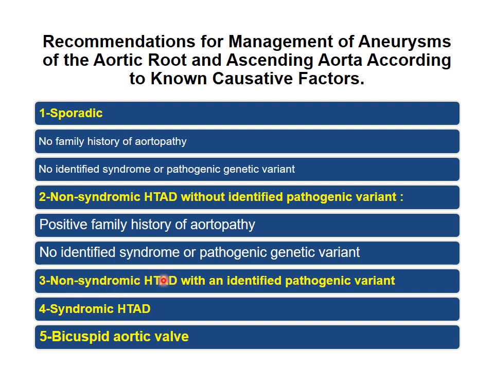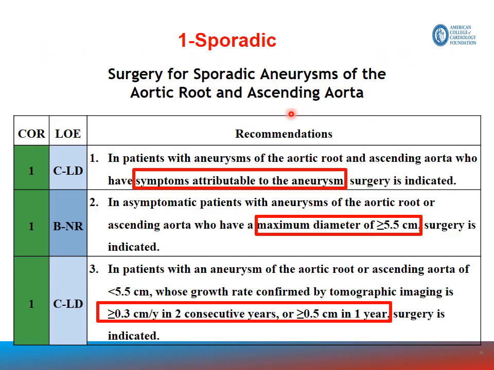The third group is non-syndromic HTAD, but with an identified pathogenic variant. The fourth group is syndromic HTAD, and finally bicuspid aortic. Let's start with the sporadic aneurysm. What are the indications for intervention?